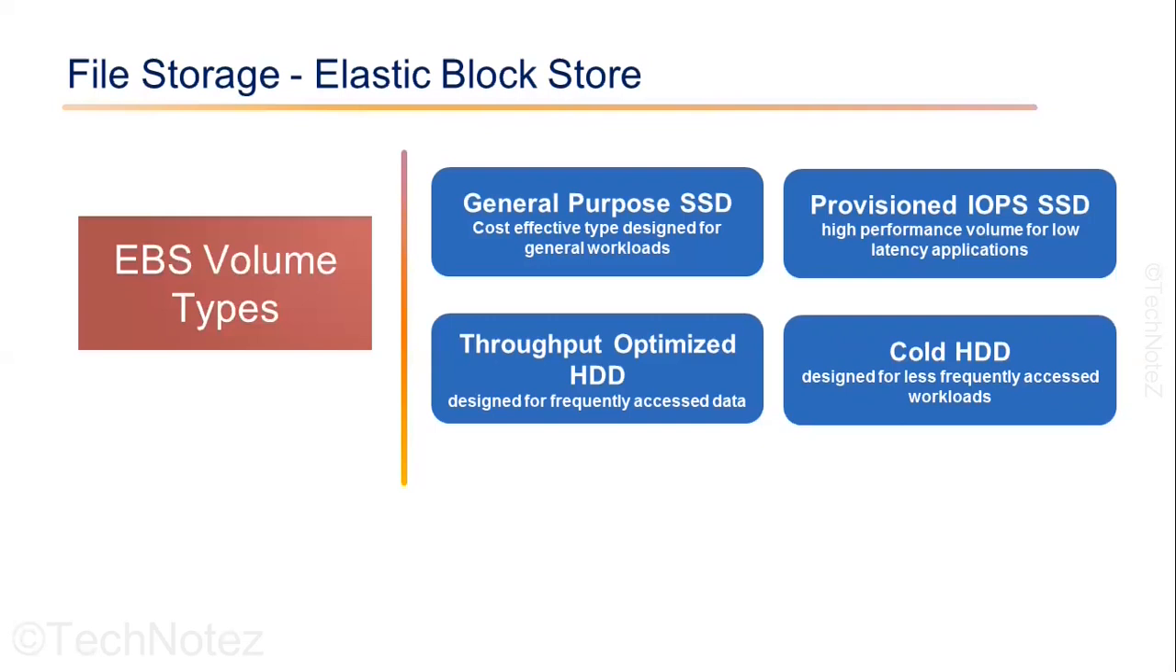Cold HDD is a storage volume type which is designed for infrequently accessed workloads and provides the lowest cost per GB of storage. Cold HDDs are also based on traditional magnetic hard drive technology and are optimized for infrequently accessed data such as backup, disaster recovery, and long-term archival storage. We will talk about these volume types in more detail in the coming slides.